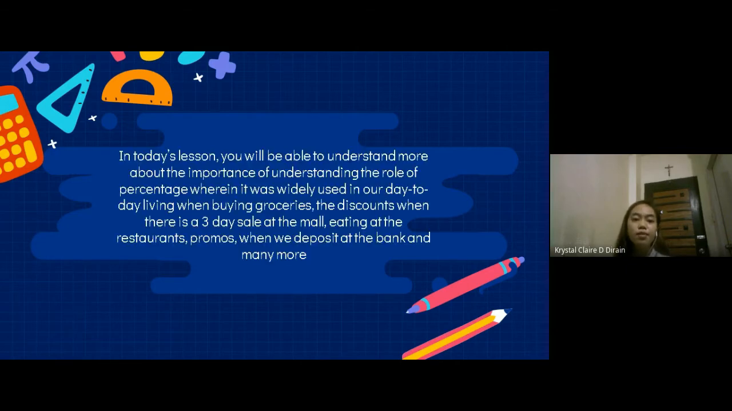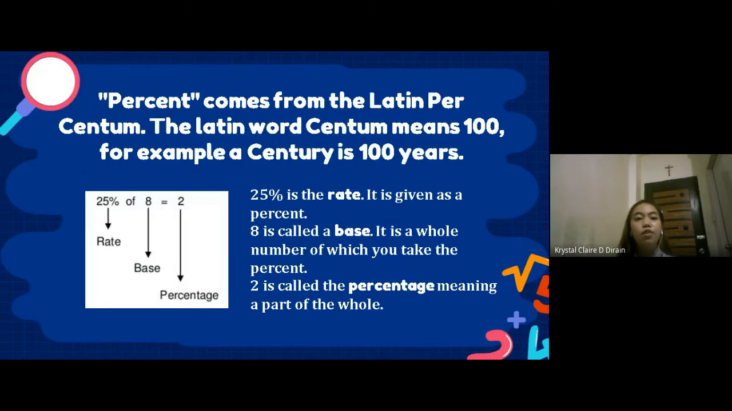So in today's lesson, you will be able to understand more about the importance of understanding the role of percentage, wherein it was widely used in our day-to-day living. Just like when we are buying groceries, the discounts when there is a sale at the mall, restaurant promos, when we deposit at the bank, and many more. So let's proceed to our discussion proper.